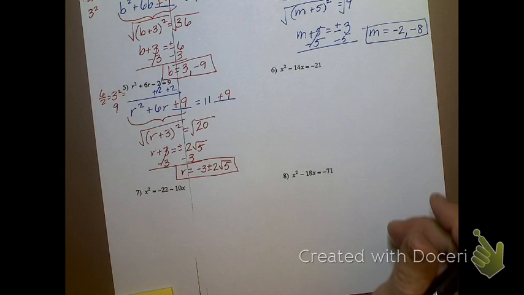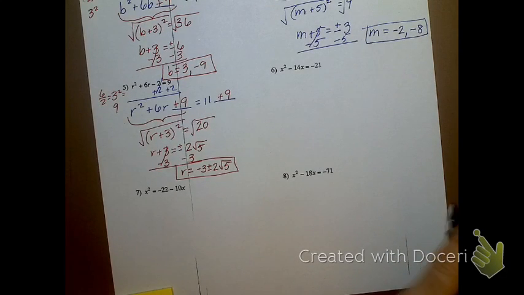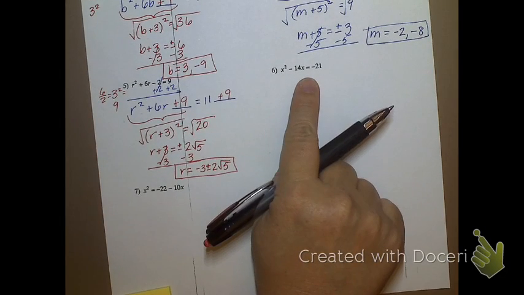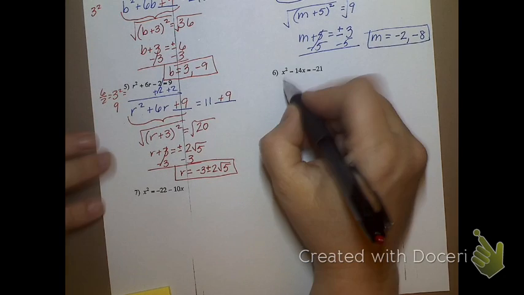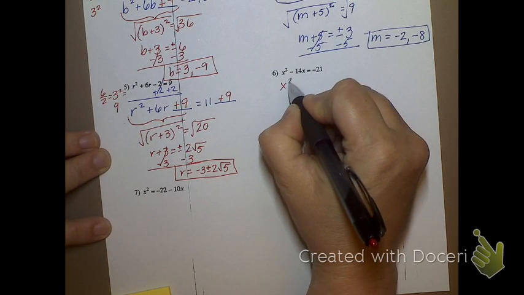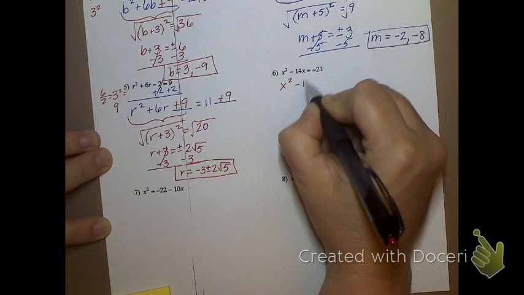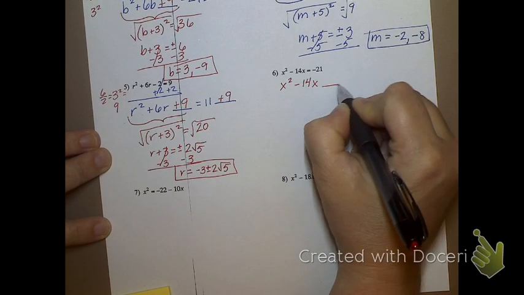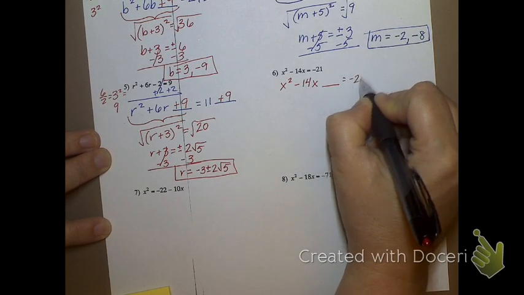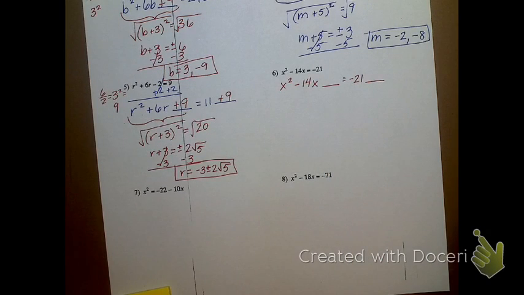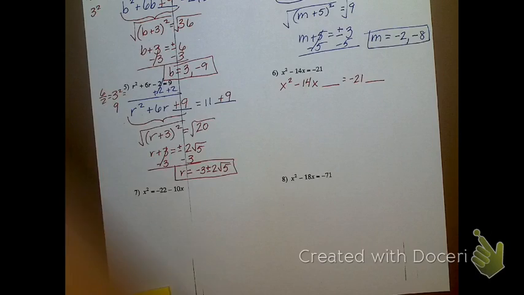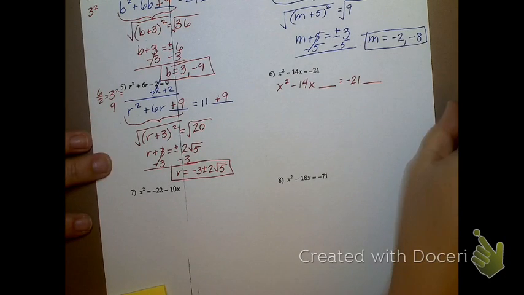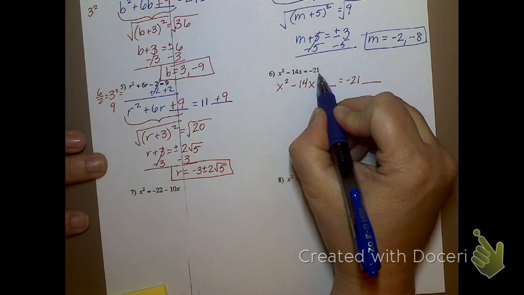Okay, now, number 6 messed with a couple people. They wanted to move the 21, but guess what? This one's already in the correct form. It just doesn't have the blanks. So I just need to space it out a little bit. I just need to write x squared minus 14x blank equals negative 21 blank. I just got to space it out a little more. Right? Because the c value is already over there. I don't need to move it.